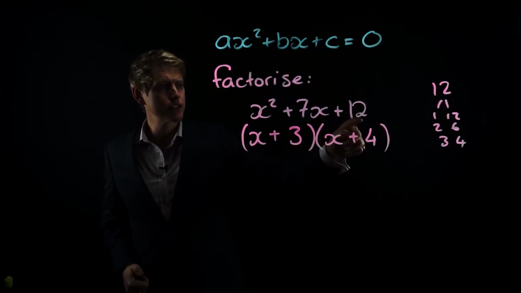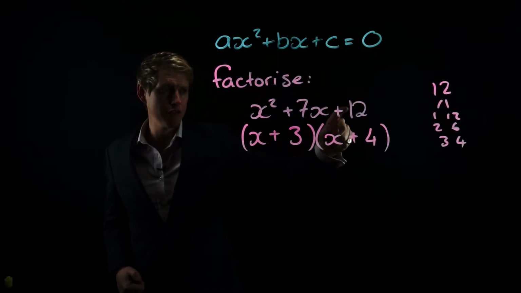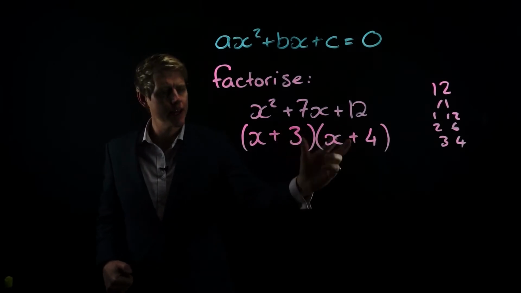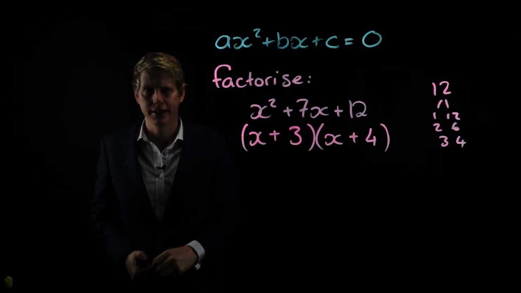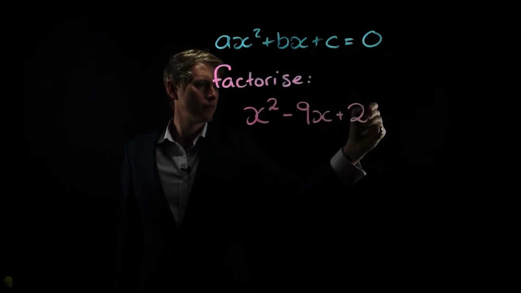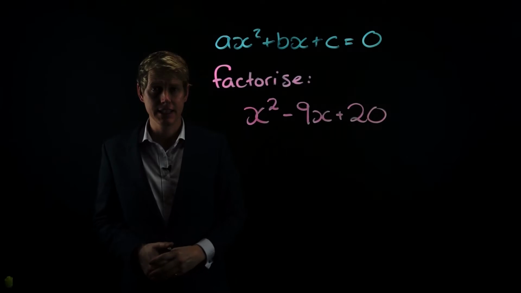So because this is positive, I know that these either both have to be positives or both have to be negatives. If it was negative, then I know one would be positive and one would be negative, and then it would be a case of checking which way around it is. Let's have a look at an example like that. Let's make it a little bit more difficult. So let's have a look at how we go about factorising this.